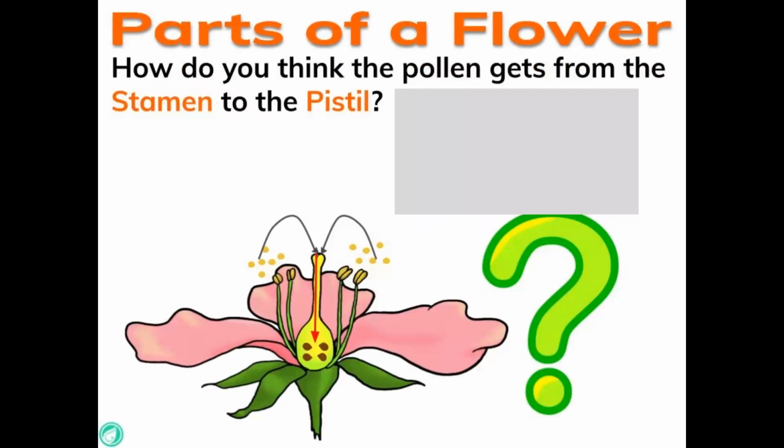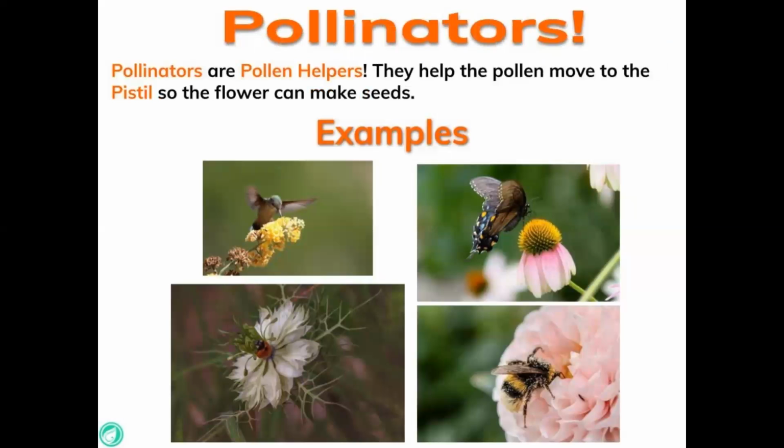So remember we talked yesterday, how do you think the pollen gets from the stamen to the pistil? It's through pollination, but what is pollination exactly? We have pollinators. Pollinators are the pollen helpers. They help the pollen move from the pistil so that the flower can make seeds. So for example, we have bees, butterflies, hummingbirds, and ladybugs are just a few pollinators that we might see in our environment.